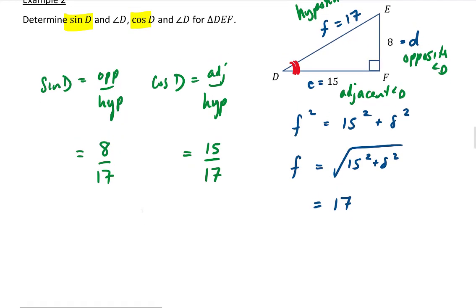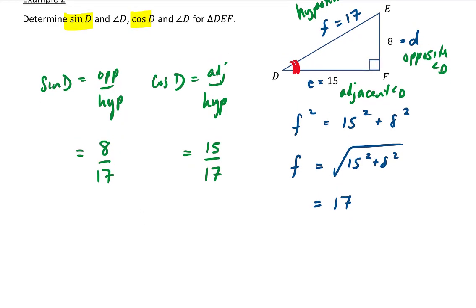The good part about this is your calculator could convert these ratios into an angle. It knows that a triangle with a ratio of 8 over 17 has a particular angle. Similarly, it knows that a triangle with a ratio of 15 over 17 has a particular angle attached to it. So on your calculators, you're now going to find D, the angle, or we'll call it angle D. And what you do is, so here's sine.